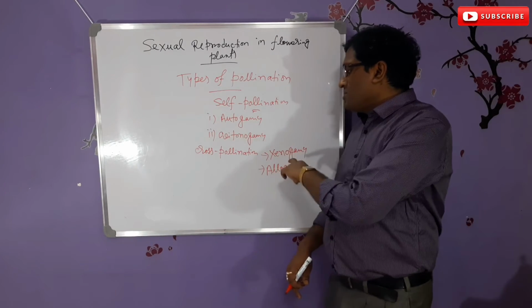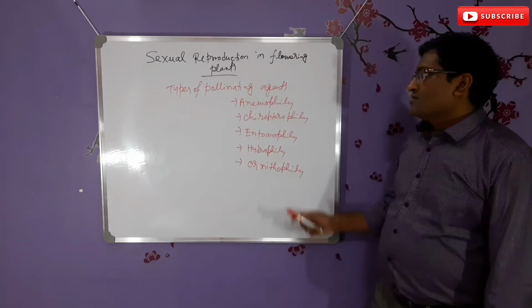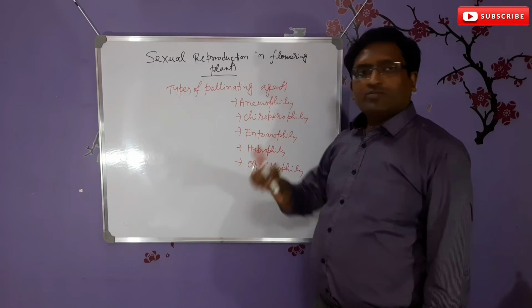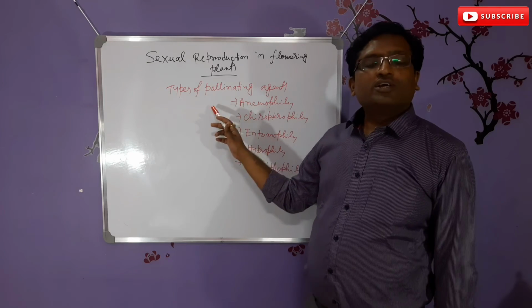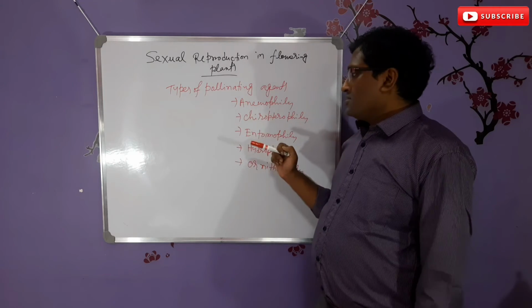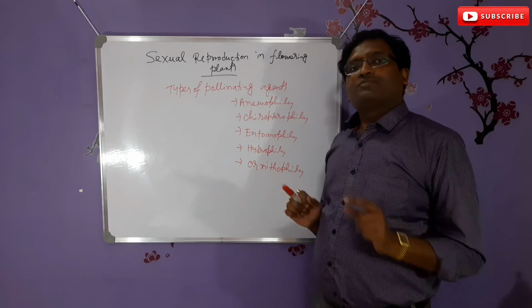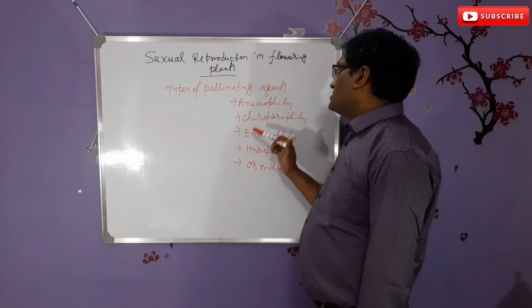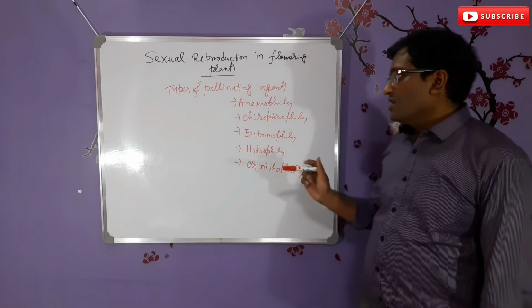One is known as xenogamy and one is known as allogamy. Now students, the next topic is types of pollinating agents. It is a very important topic from this chapter in case of ISC. So you can see that there are 5 types of pollinating agents.